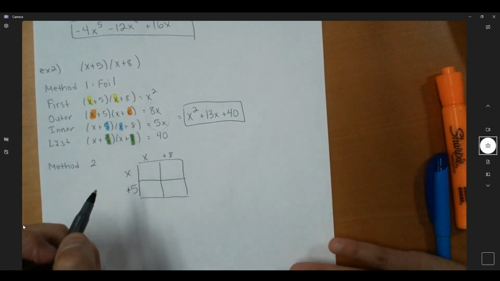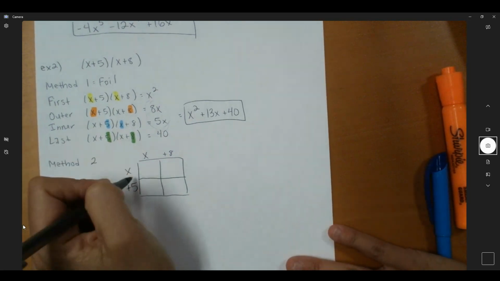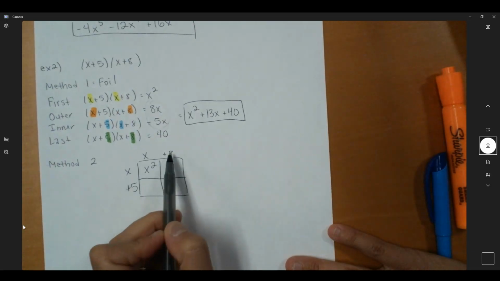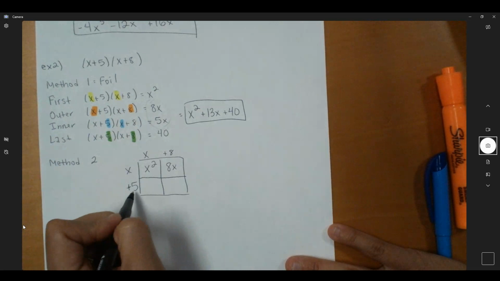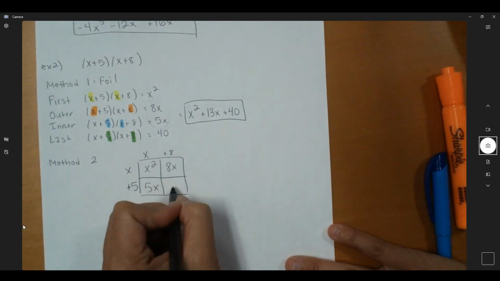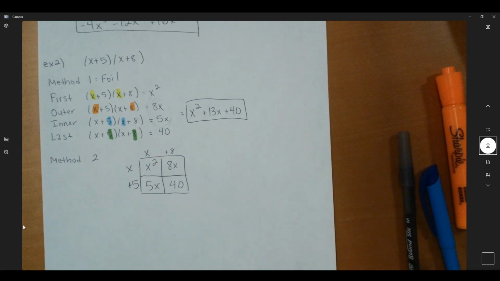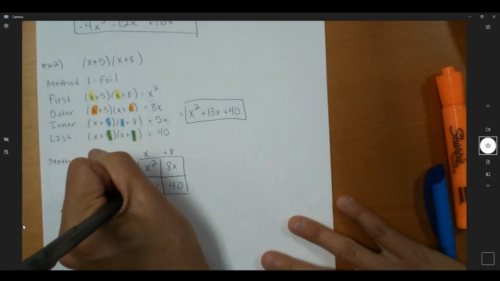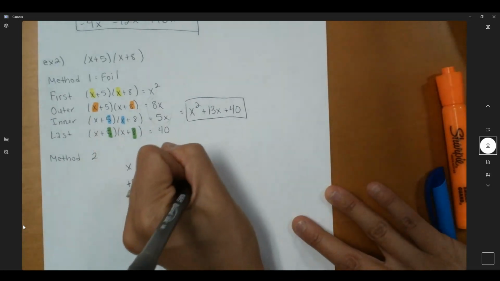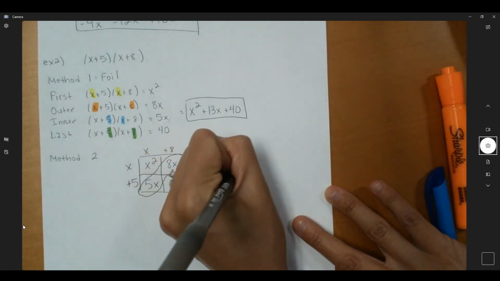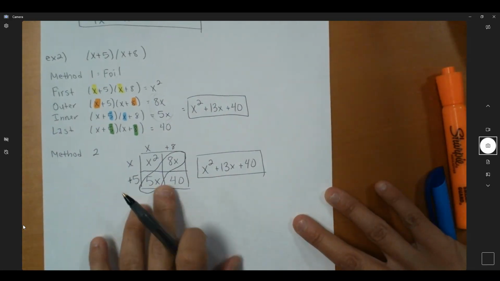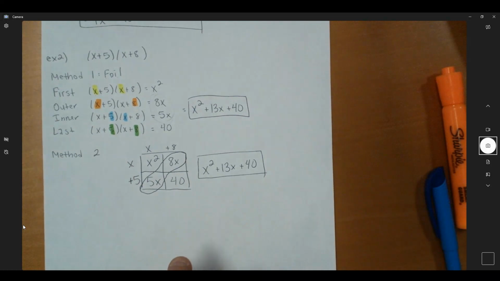And then we multiply those two things like we did with rational and irrational. So x times x is x squared. x times 8 is 8x. And then x times 5 is 5x. And 5 times 8 is 40. So this is our box. And then you would see that these two right here can be combined together. So this would be x squared plus 13x plus 40. Again, same problem, same answer, just a different way of doing it. So you've got FOIL here, and then you have the box method.